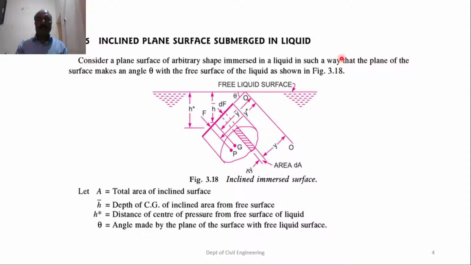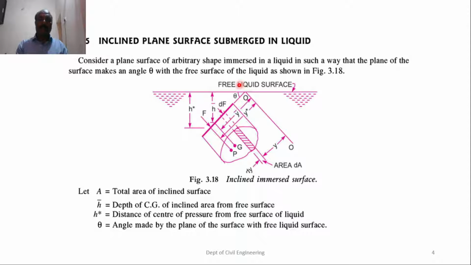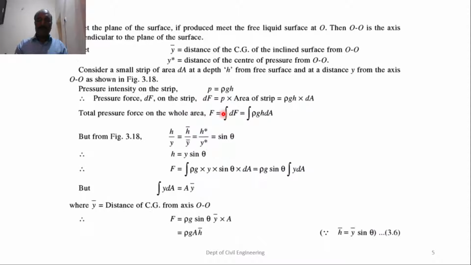This is y bar. Then y star is the distance of the center of pressure from O. Consider the small strip area dA at the depth h. This is the small strip dA at a height h, at a distance y from the axis O.